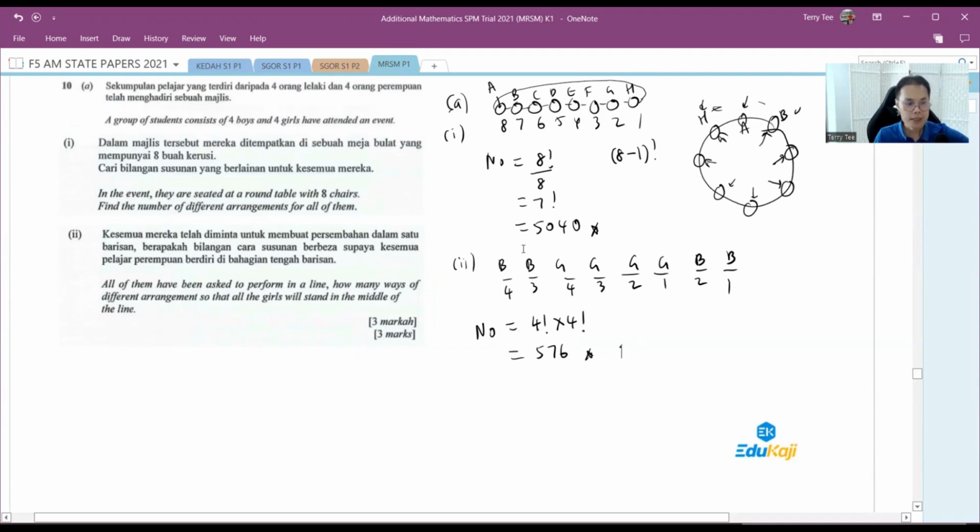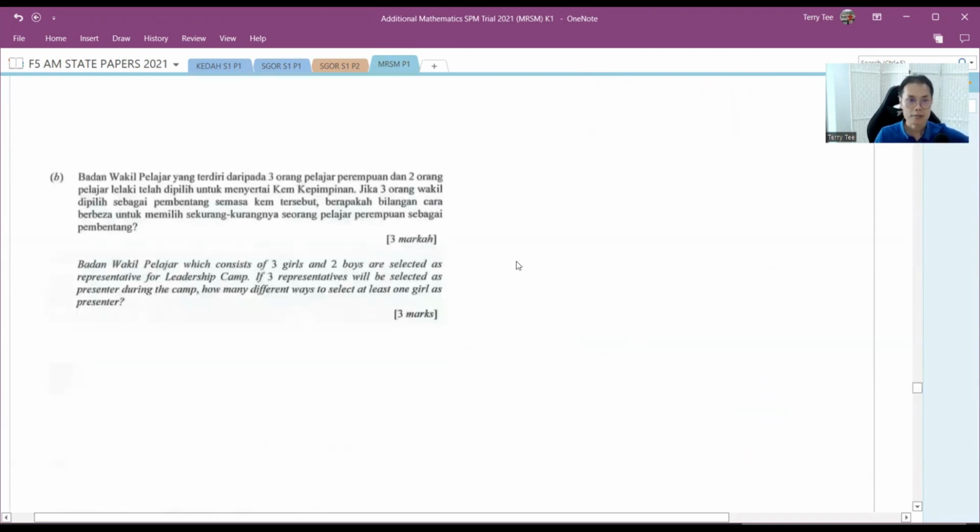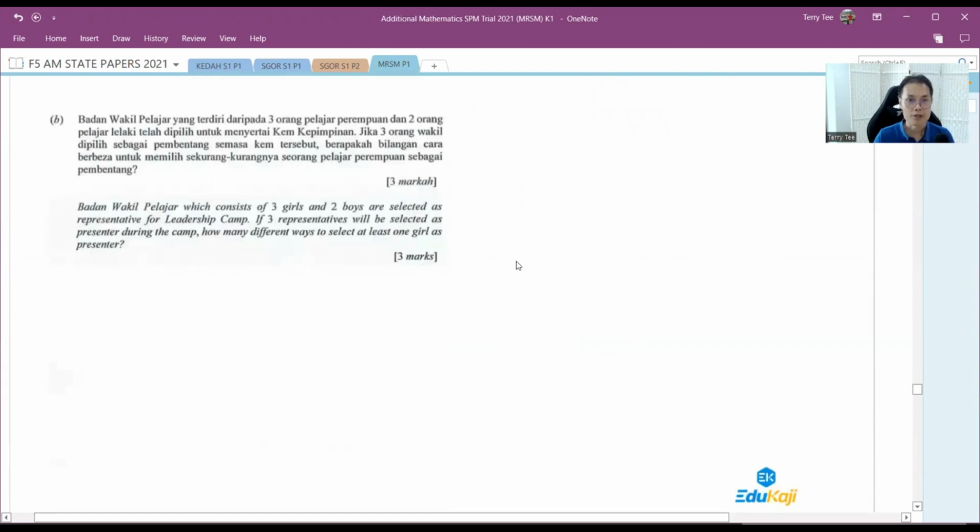All right, the first part is permutation. The second part is combination. A student representative body, which consists of 3 girls and 2 boys, is selected as representatives for the leadership camp. 3 representatives will be selected as presenters during the camp. How many different ways are there to select at least 1 girl as a presenter?